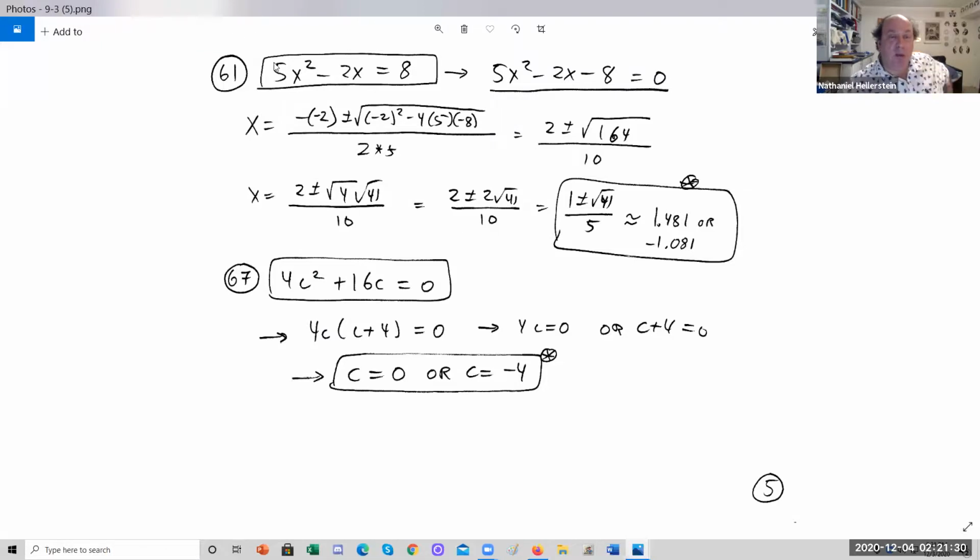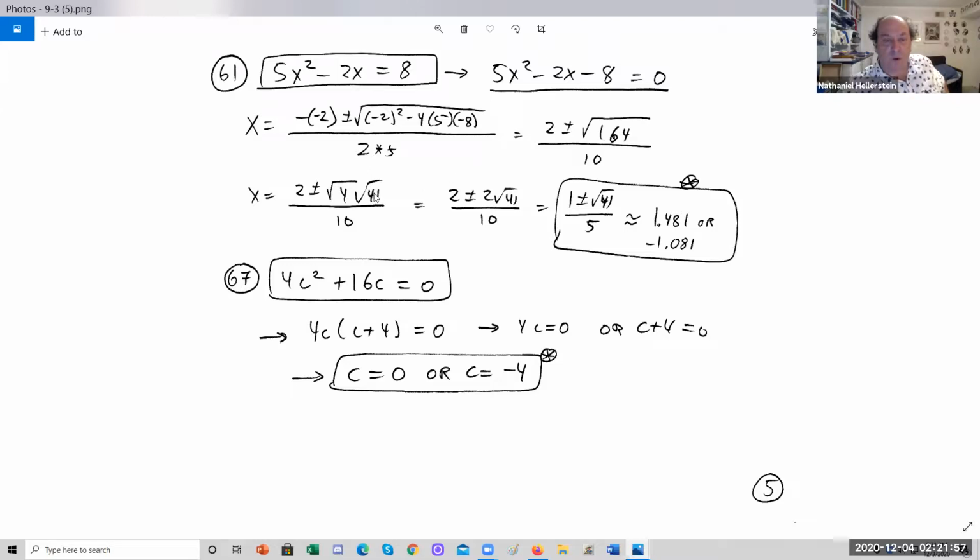This is not in quite the right form. 5x squared minus 2x equals 8. We need a 0 on the right side. So we transpose the 8. 5x squared minus 2x minus 8 equals 0. There's the formula. All right, -2 is b, goes here and here. A is 5, here and here. -8 is c, here. 2 plus or minus root 164 over 10.